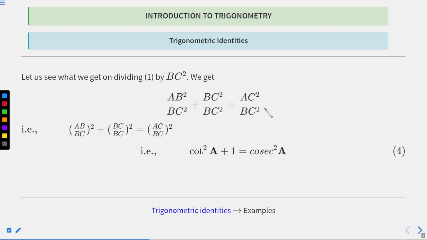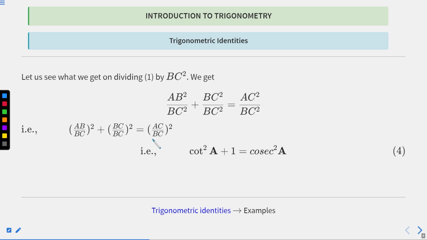Then we get AB square by BC square plus BC square by BC square, this is equal to AC square by BC square. That is, (AB by BC) whole square plus (BC by BC) whole square is equal to (AC by BC) whole square. And here AB by BC is actually equal to cot A.